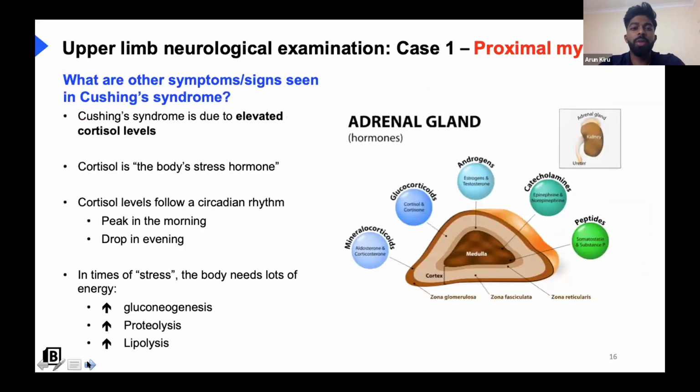The best way to remember this is that cortisol is your body's stress hormone. So when you're stressed, cortisol is high. When you're not stressed, cortisol is normal or low. That makes sense because cortisol follows a circadian rhythm. We want it to be highest in the morning when we wake up and we're ready to get on with the day. And when we watch our Netflix and chill out in the evening, cortisol drops. That's just the normal way cortisol levels change.